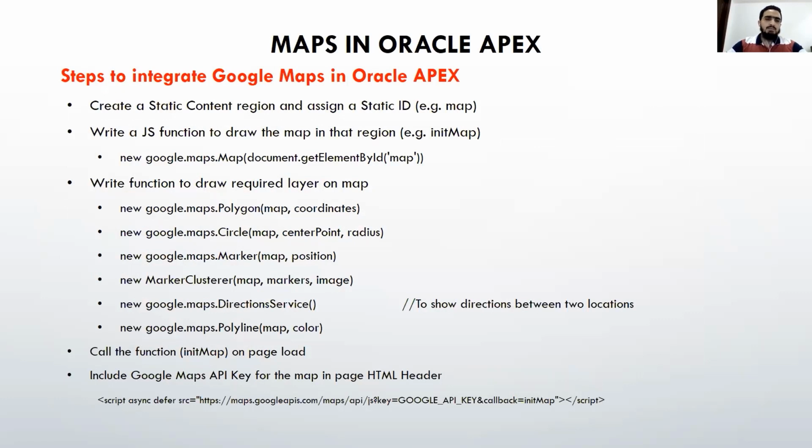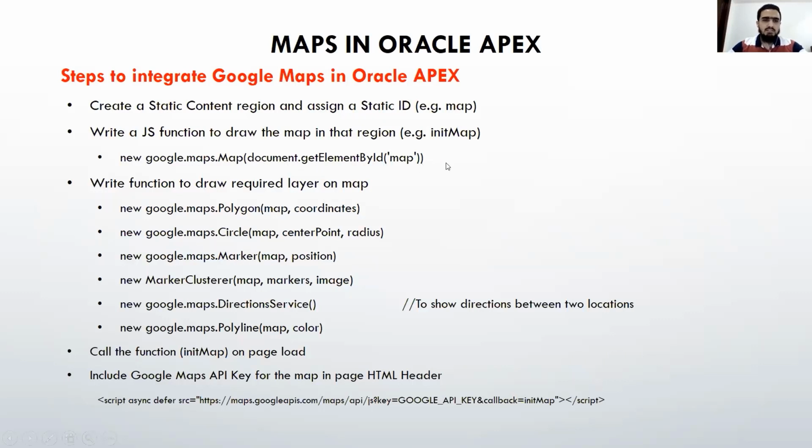Here I have mentioned some steps to integrate Google Maps in Oracle Apex. First of all, you need to create a static content region and provide a static ID. The next thing is we need to write a JavaScript function that will draw the map for us inside that region. We will just pass the static ID to this line of code, and it will draw the map inside that region.